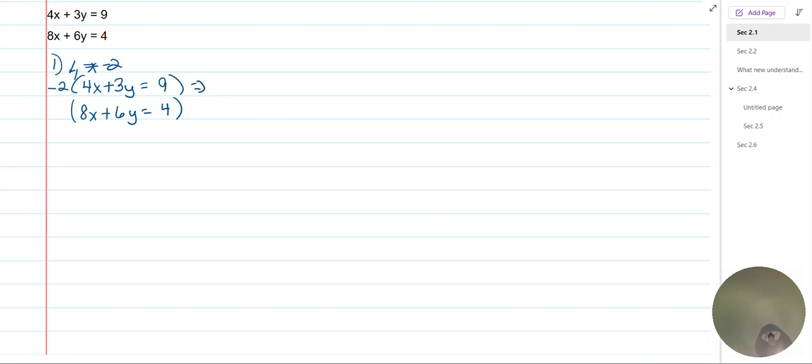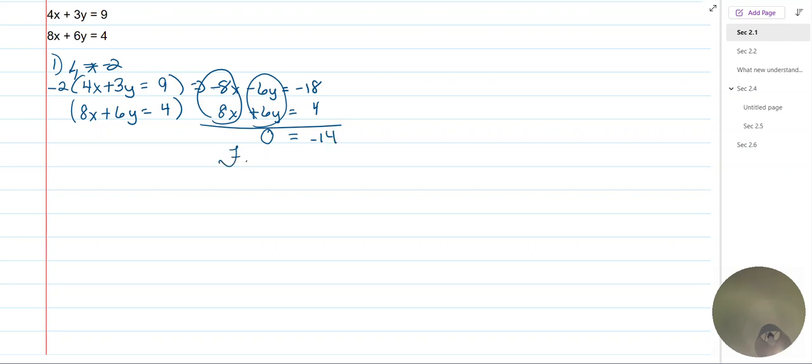So if I distribute a -2, I get a -8x, a -6y equal to a -18. Now I didn't do anything to the second linear equation, so I'm just going to write it. 8x plus 6y equals 4. When I add vertically, I get 0 and 0 for both variables. So 0 on the left side is equal to a -14. Well, this is false. That can't happen. It is false. Therefore, there is no solution.